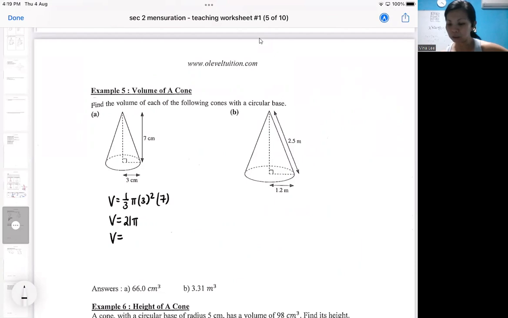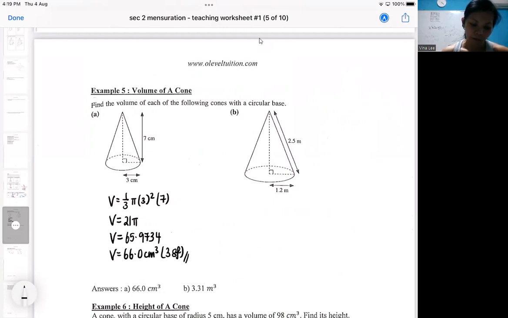If you are using the calculator pi, you will get a long chain of decimals. The question will tell you what value of pi to use. If the value of pi is not stated, you just use the calculator pi, or you use 3.142. If it's not stated, that is the O-level requirement.